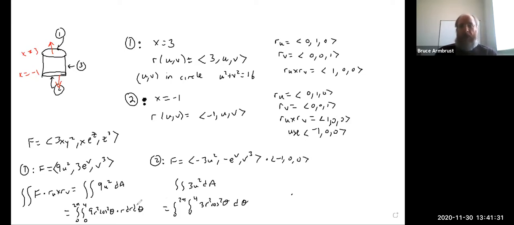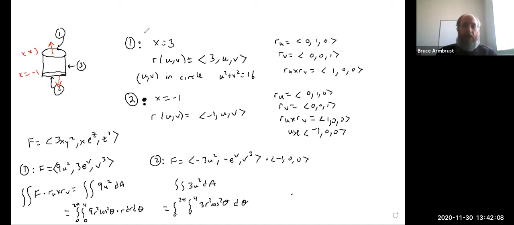We took care of the top and the bottom surfaces, but they were the easiest ones to parameterize. Now we got to do surface number 3. We need to do the side of the can. But before I do that, any questions on what I've done so far? All right, well, hearing none, let's go ahead and tackle that third side.